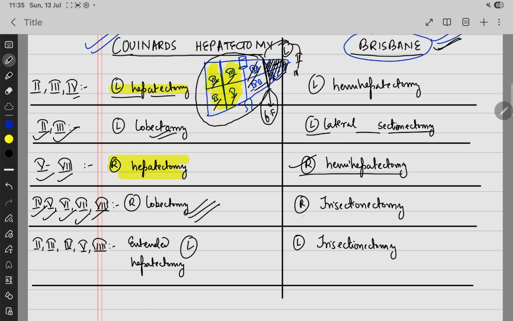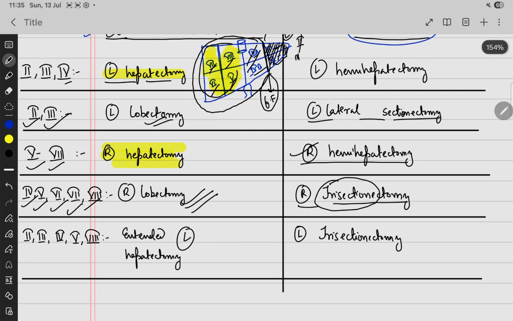While in case of Brisbane, this was known as right trisectionectomy, because we are removing the whole right side plus the left side's 4A and 4B. So it is trisectionectomy. Now, if we are removing the segments 2, 3, 4, 5 and 8, so what is gone? Here 2 was there, 2 has disappeared, I'm sorry, 2, 3, 4, 5 and 8. So that means this lobe, this segment is completely gone, this segment.